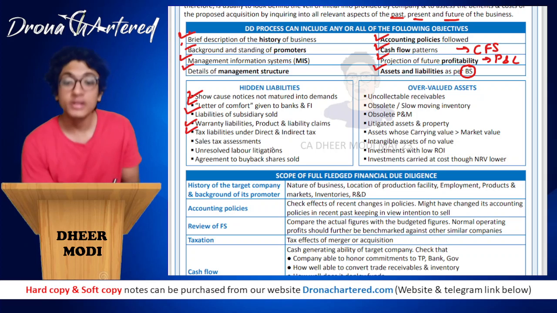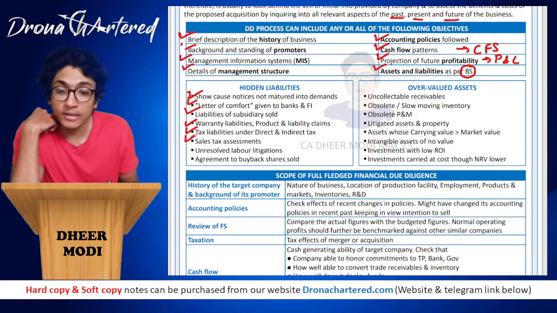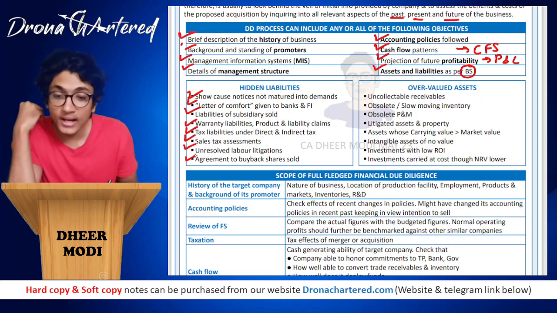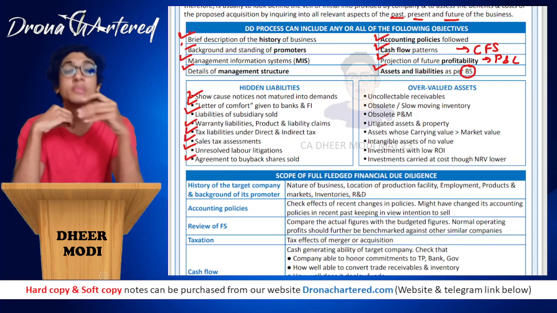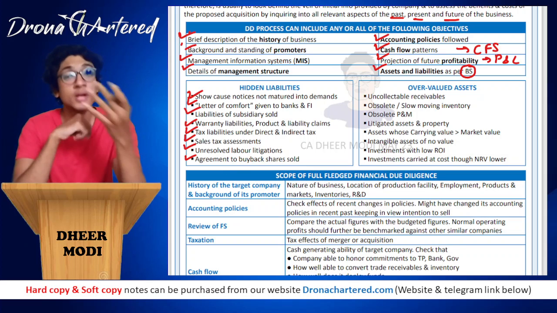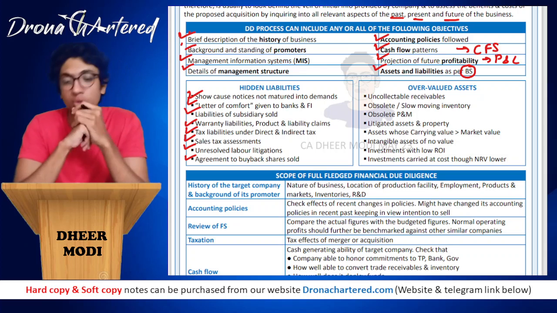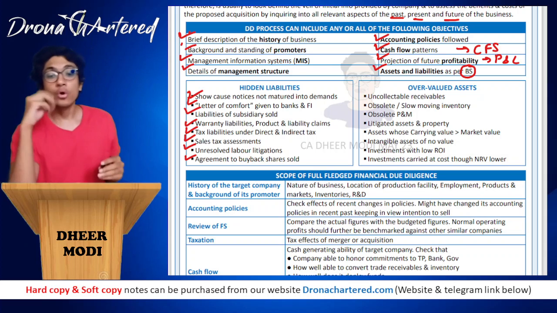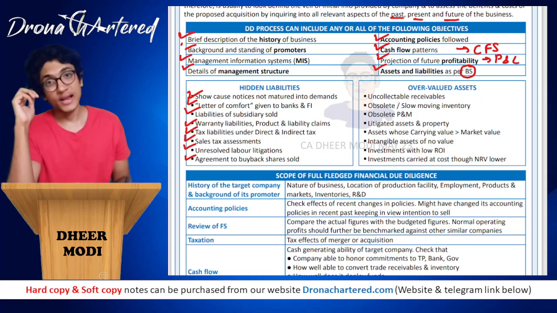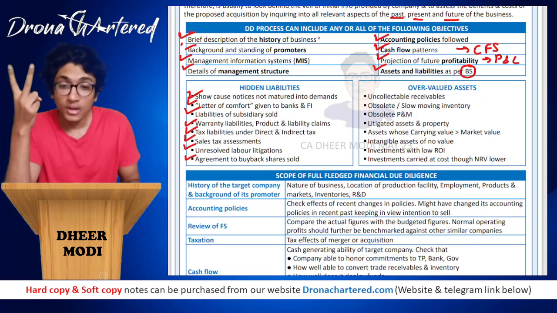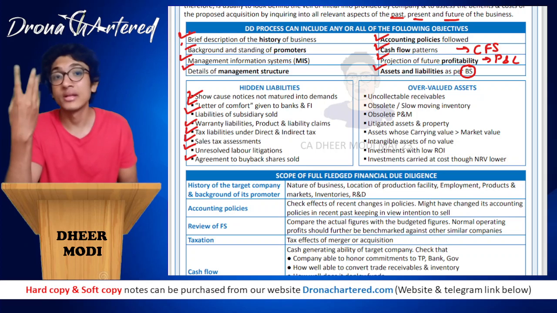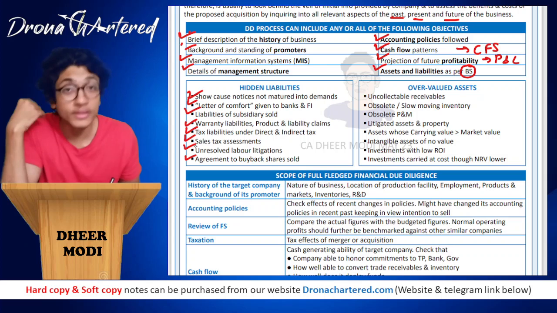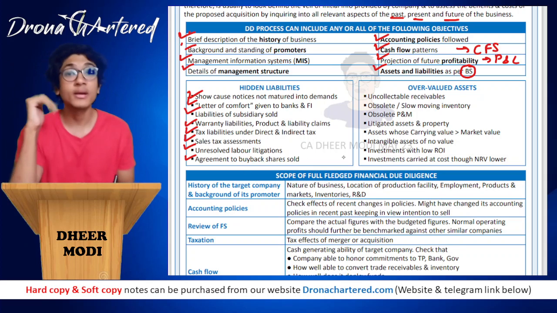Next is your tax liabilities under direct and indirect tax. Then you have your sales tax assessments, unresolved labor litigations, and last is your agreement to buy back shares sold. That means if you have ever entered into an agreement to buy back the shares, whenever the maturity period comes, that time it will be a liability. Therefore, it is a hidden liability right now. Okay, so these were your examples of hidden liability. So show cause notice, letter of comfort, then subsidiary sold liability, then various tax departments, sales tax assessments, unresolved labor litigations, and agreement to buy back shares sold.